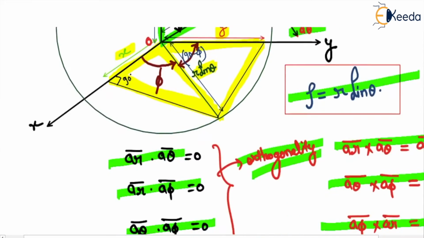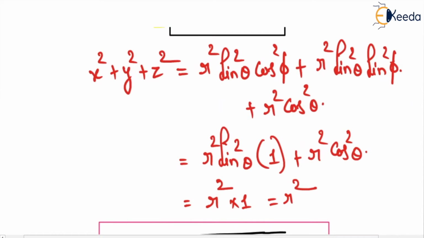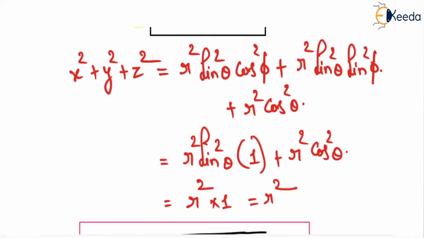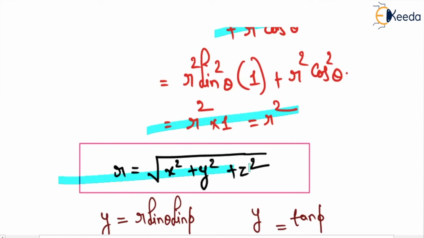So this is the relationship between x, y, z and r, theta, phi. When we calculate x square plus y square plus z square, we get r square sin square theta cos square phi plus r square sin square theta sin square phi plus r square cos square theta. When we simplify it, we get r square, and the value of r is equal to the square root of x square plus y square plus z square.